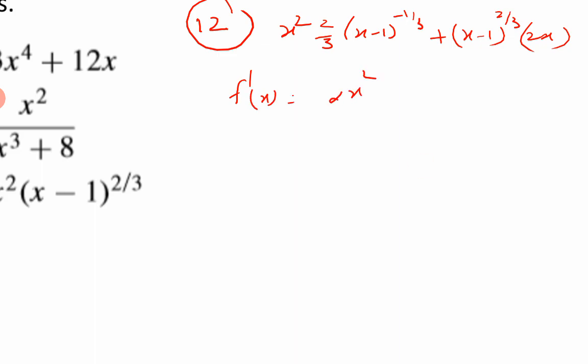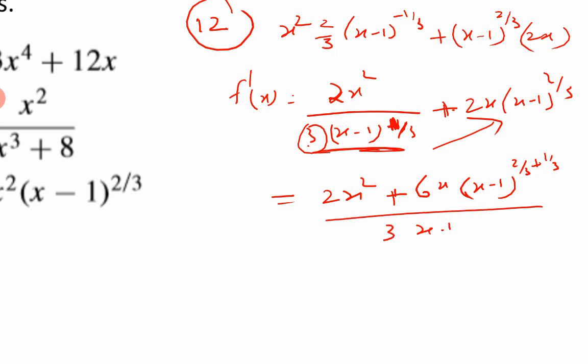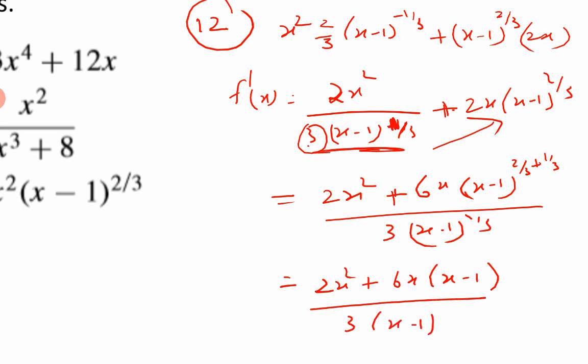What do you get? 2x square divided by 3 times x minus 1 to the power 1 by 3, with 3 in the denominator. The second term is 2x into x minus 1 to the power 2 by 3. Now cross multiply this one with this one. This 3 into 2x will be 6x, and x minus 1. The power is 2 by 3 plus 1 by 3, which is 3 by 3, so the power will be 1. The common denominator is 3 into x minus 1 to the power 1 by 3. So you get 2x square plus 6x into x minus 1, divided by 3 into x minus 1 to the power 1 by 3. When you simplify, the first derivative is 2x square plus 6x square, that is 8x square minus 6x.